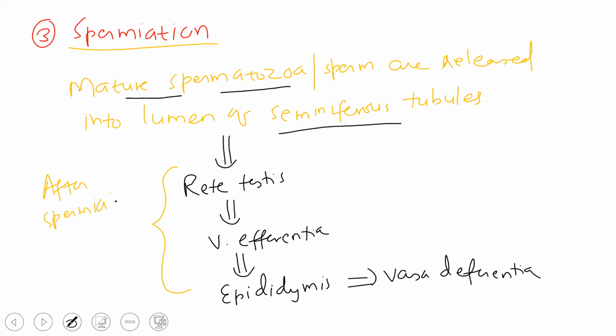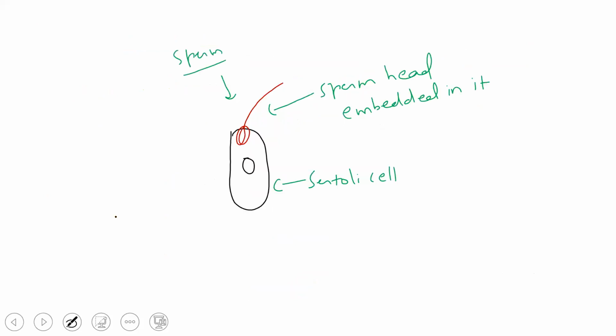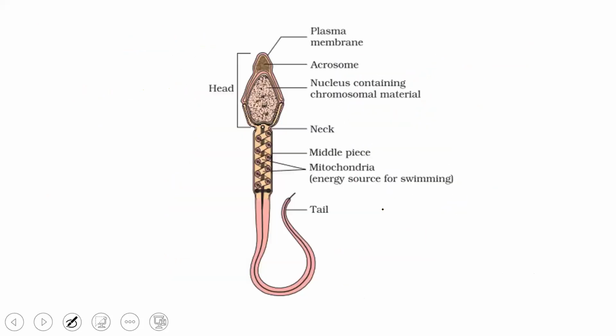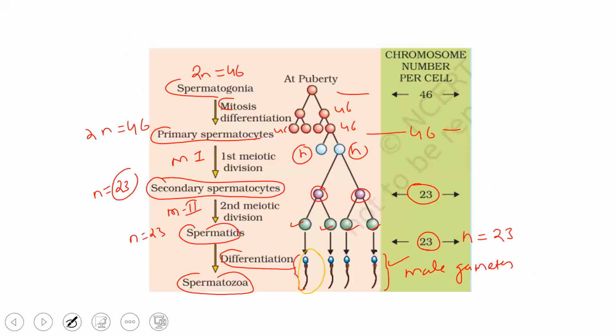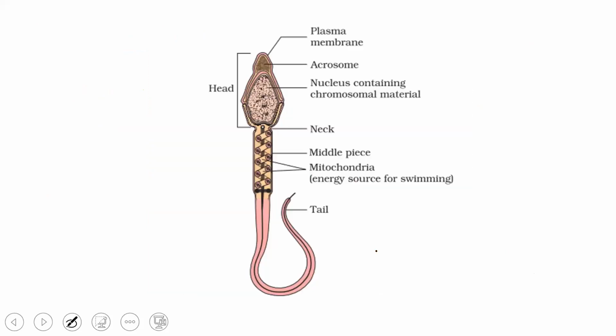So they will be released from the Sertoli cells because their heads are embedded in them. Now they will be released from this condition, and then the sperm will be in this shape. So this is how they are released from the Sertoli cell. As you see, the sperms are released in this condition. This is the image of a mature sperm.